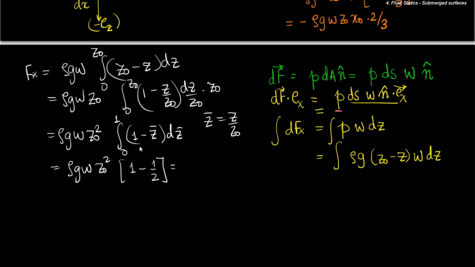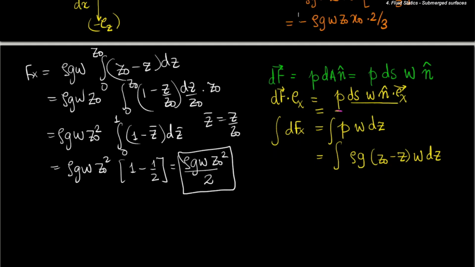Actually I would not have written so many steps, I would have done it directly right over here. I am just showing you the logical train of thoughts to avoid any kind of silly mistake. So this becomes rho g w z naught square upon 2. So the force in the x direction is this, while the force in the z direction is this.